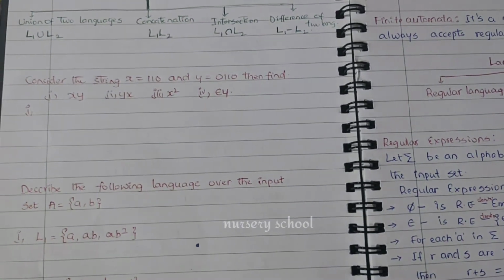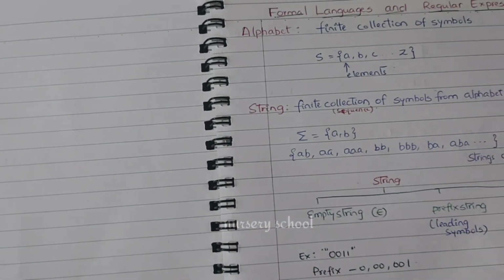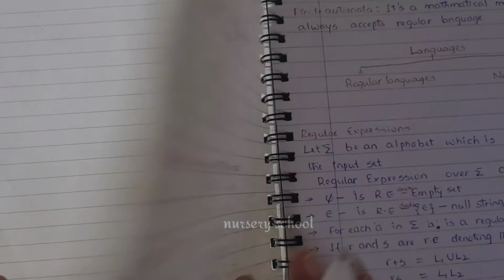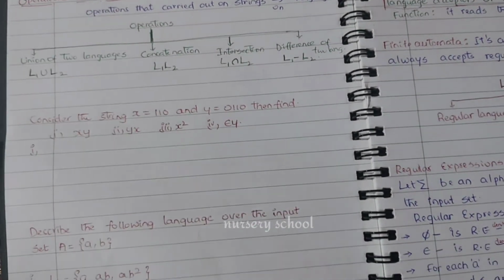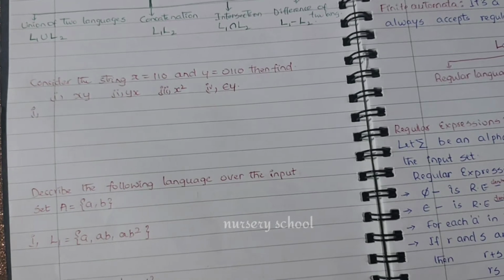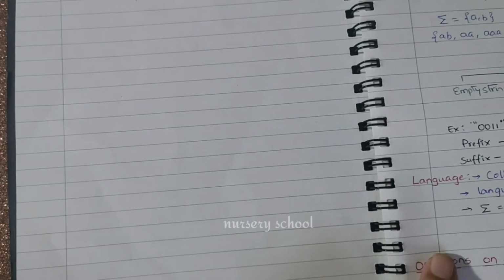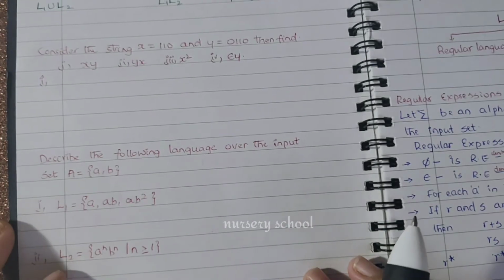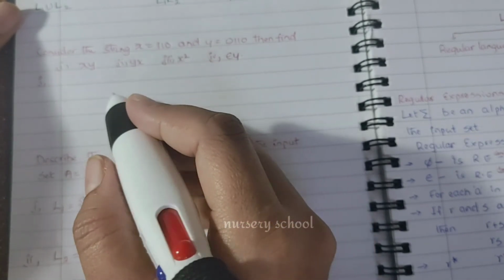So let's start today's topic. We have already discussed alphabet, string, language, and what are the operations we can perform on strings and the operations we can perform on languages. Okay, so let's see a few examples. What are the operations we can perform on strings? We have different operations like concatenation, transpose, and palindrome. Let's see here how we can perform those operations through an example.